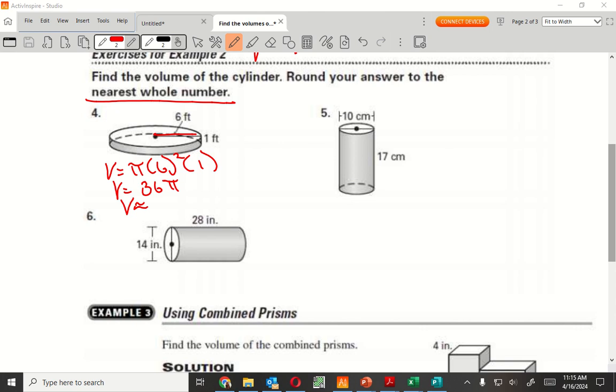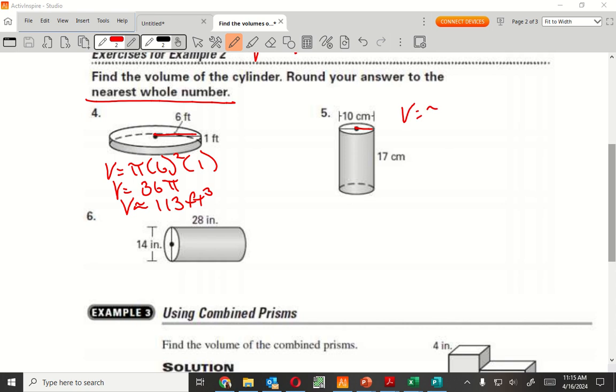Anyone got an answer on that one? 113? Yeah, 0.1, so just 113? Okay. So 113, my units are feet cubed. Good job. Now this is, like I said, going to be a tricky one. What's the radius on this one? 5. Very good. The radius is only from the center to the edge, so that's half of the diameter.